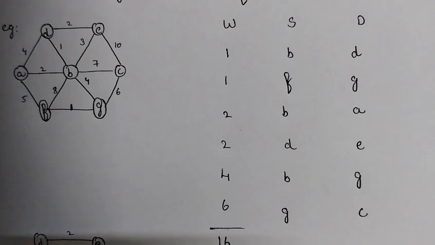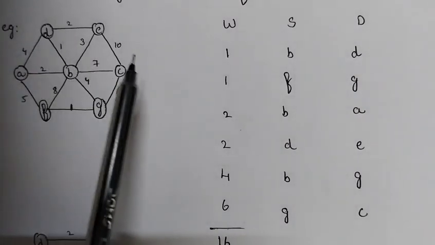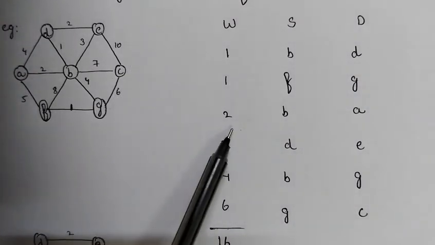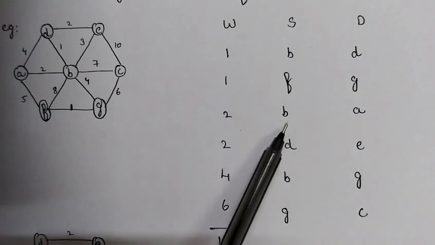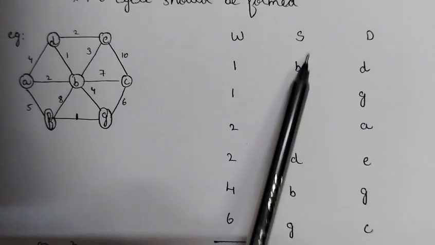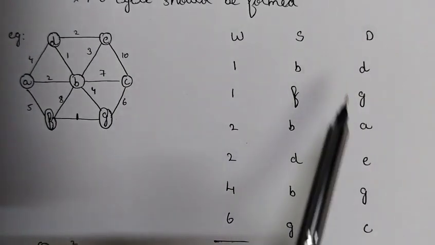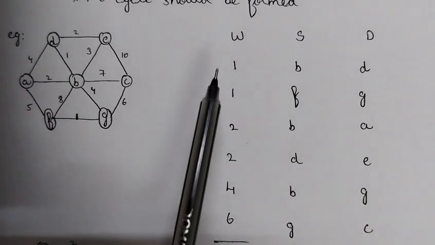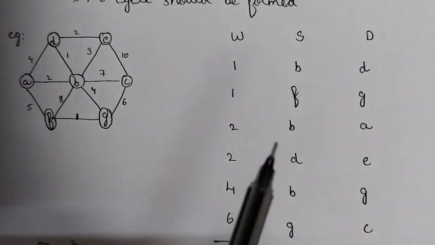Now the next minimum weight is 2. We have 2 edges, that is A to B and D to E. 2, B and then A. This is the source and this is the destination, and we can write here the weights of the minimum weight.